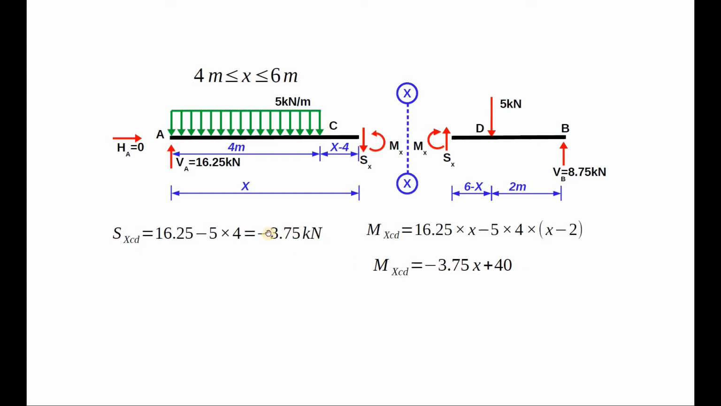Notice that over here the variation of shear force is constant, whereas the variation for bending moment is linear, having negative slope.